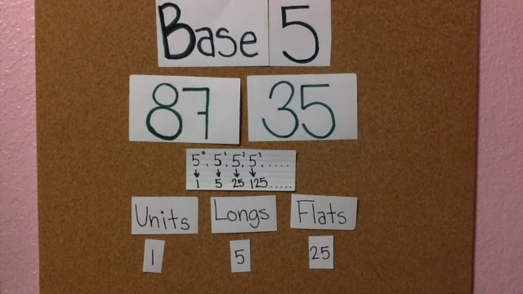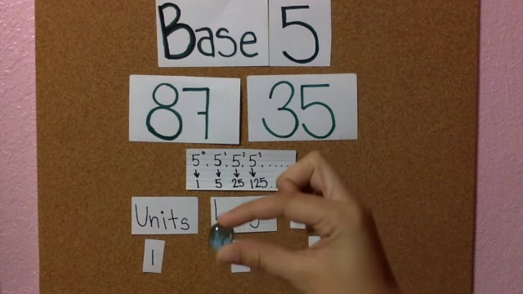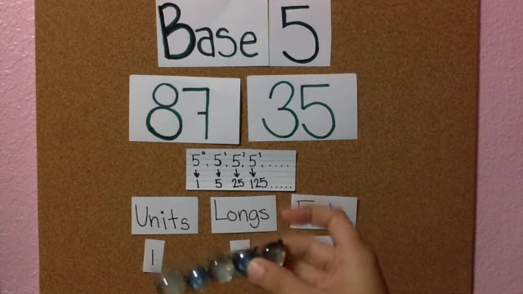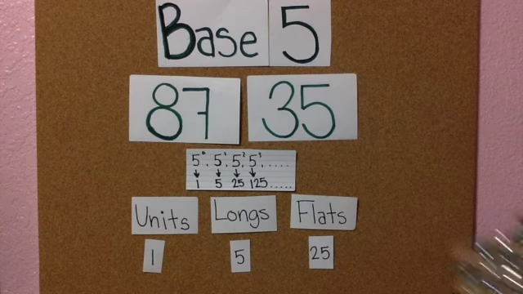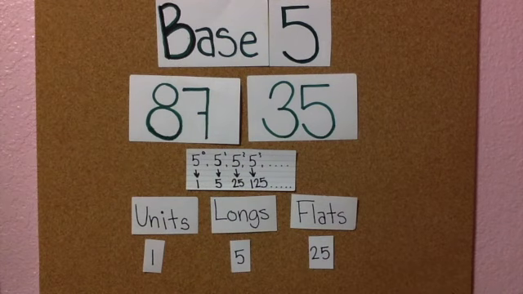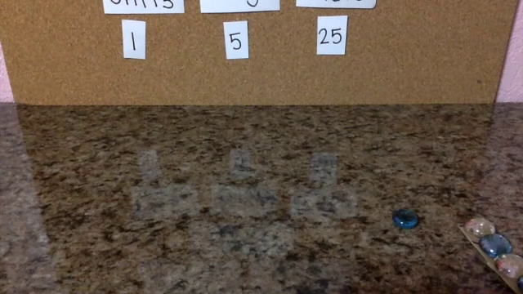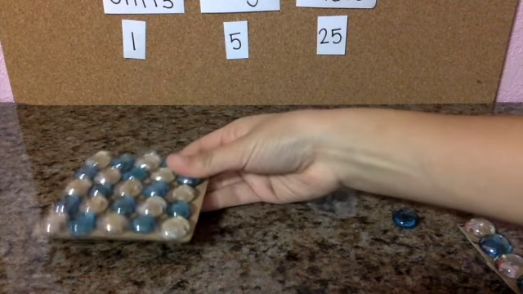Today we will represent the numbers 87 and 35 in base 5. We are going to be using units, which are worth 1, longs, which are worth 5, and flats, which are worth 25. Now we are going to start with the number 87. How many flats can I use if each is 25 to get the biggest possible, to get closest to 87?